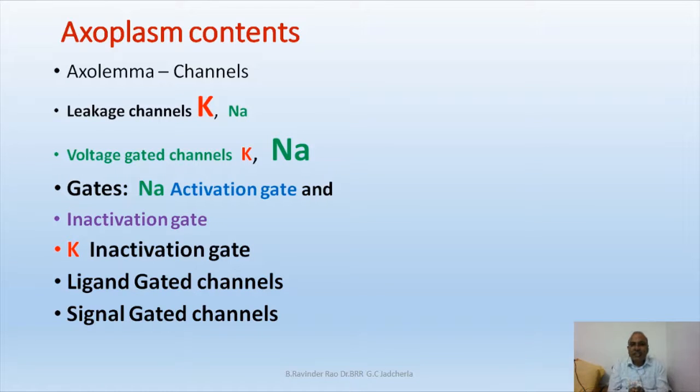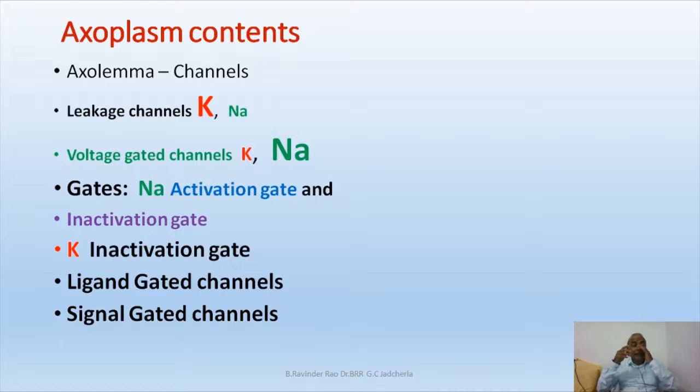Let us also see the other variety of channels which are present in synaptic membranes, that is also axolemma. Synaptic membrane may be postsynaptic, may be a dendritic layer, and this is axolemma. Anyhow, that is also a layer of a neuron. So, there are two other varieties of channels. One is called ligand-gated channel. Ligand or ligand, you can pronounce it anyway.